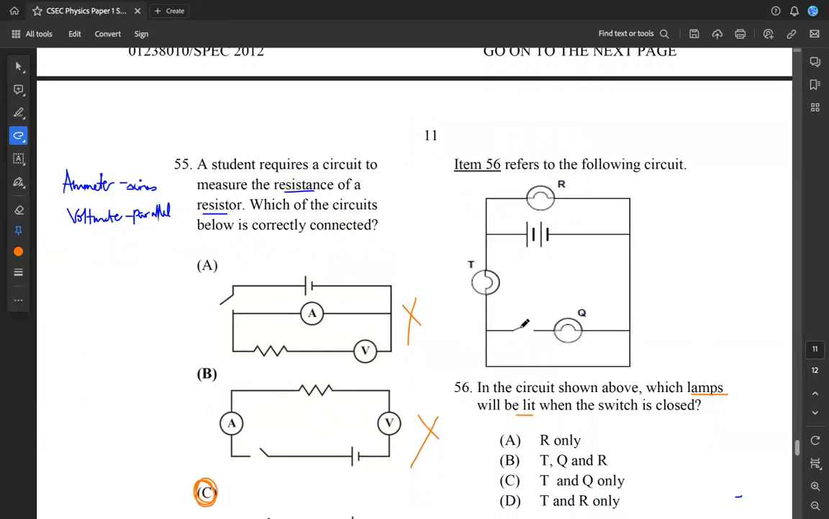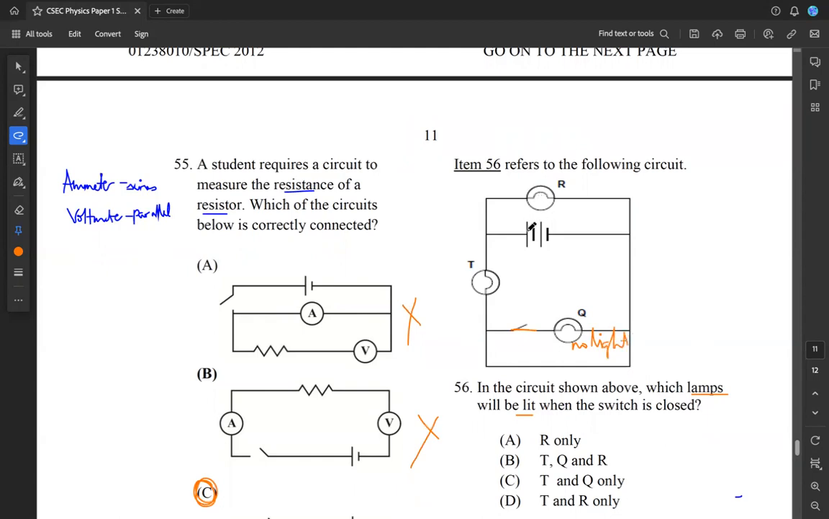So when we close the switch, we're going from open to close, right? So what's gonna happen is that this part of the circuit is gonna be off by itself, and so this Q will not light. So no light is gonna be seen at Q, right?